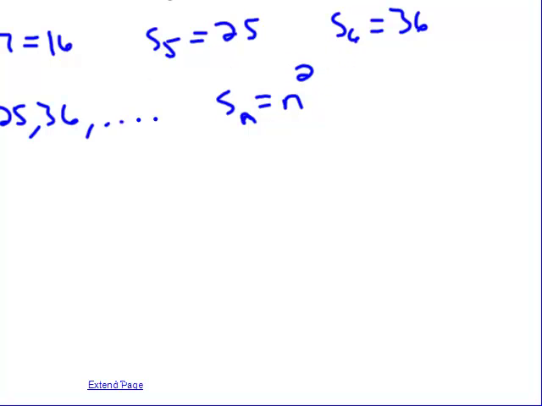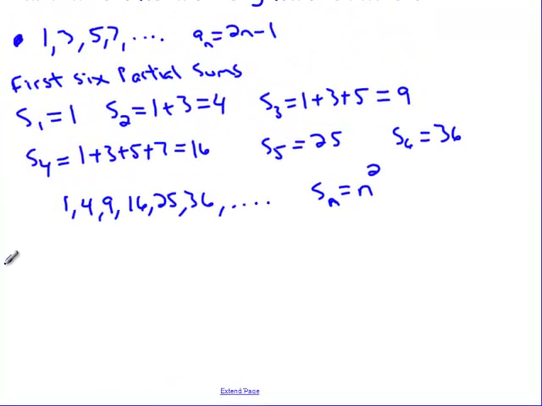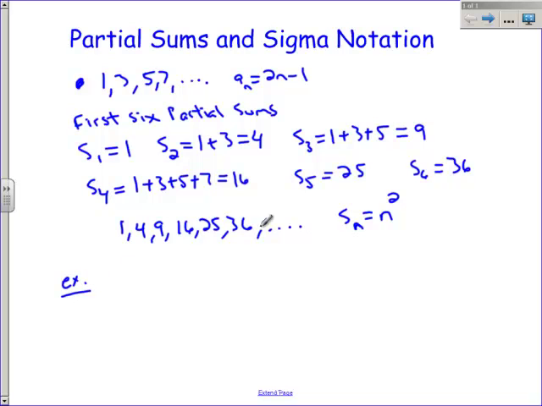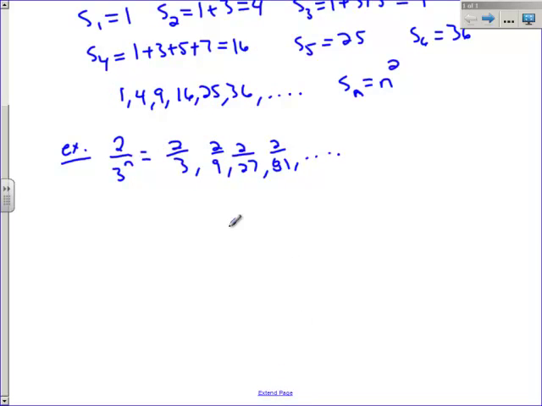Let's take a look at another one, and instead of the first 6 partial sums, let's just go straight to the S sub n. So what if we had a sequence 2 over 3 to the n, which would be equal to 2 thirds, and then 2 ninths, and then 2 over 27, and 2 over 81. All of the denominators are powers of 3. And let's just say we wanted to come up with the nth partial sum.